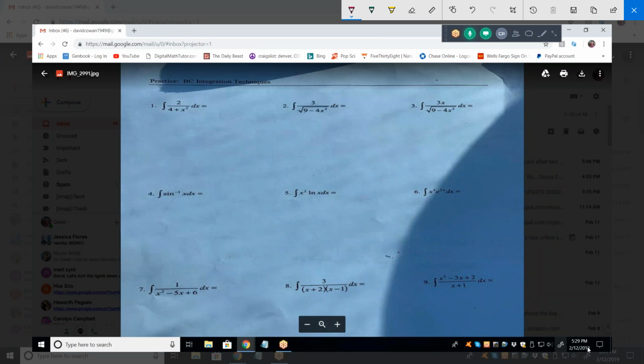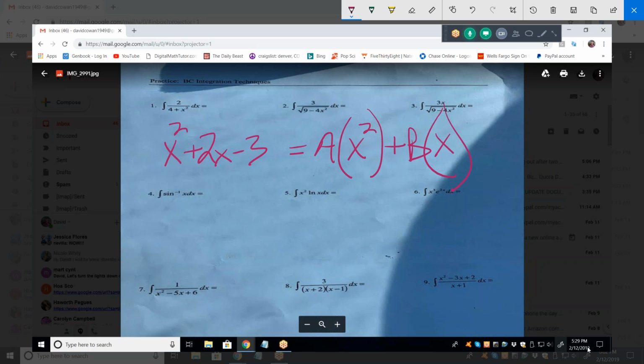Let's say my numerator over here is x squared plus 2x minus 3 on the left. And on the right, I've got a times x squared plus b times x plus c. Now you match up coefficients. In other words, remember, this is my left numerator, not the denominator. And if that is equal to ax squared plus bx plus c, well, then a has to be 1, b has to be 2, and c has to be minus 3.